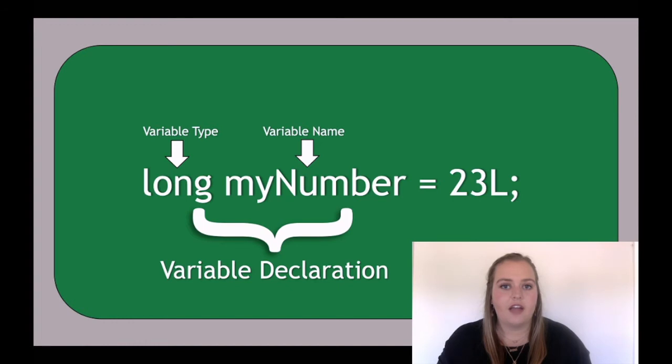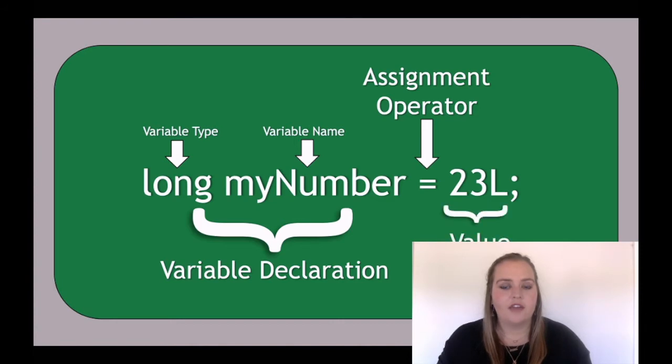Now we could end the line here by adding a semicolon and then assigning myNumber to a value later, or we can add an assignment operator here and assign it to the value of 23. Notice I have an L here, as this is a long value and it requires a cast. This is a simple way of declaring a variable.